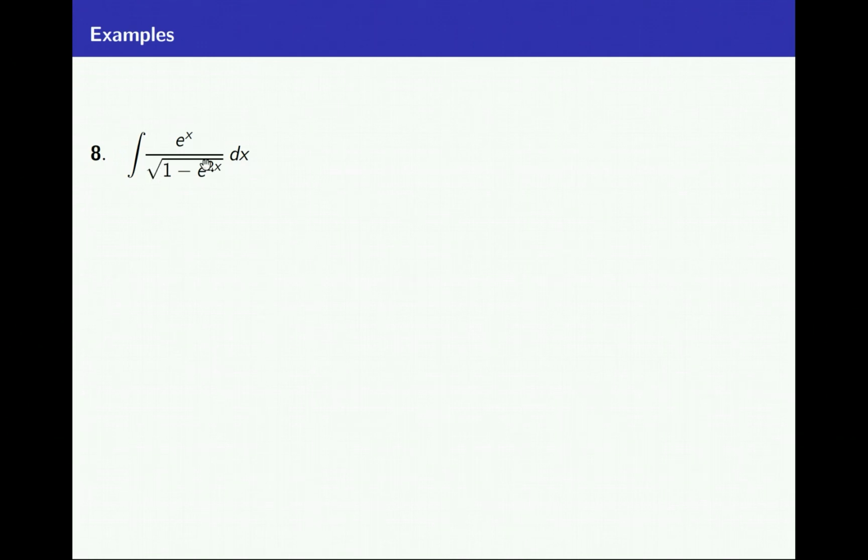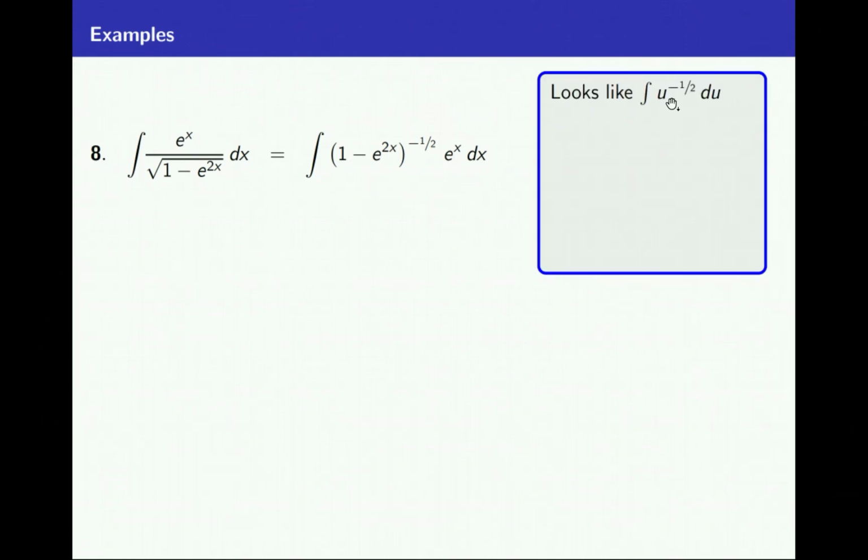When you see this radical in the bottom, your experience with integration tells you to convert that to a power. So doing so, we get the integral of 1 minus e to the 2x to the power of minus 1/2, times e to the x dx. And when you look at that, you have a very natural choice for u. This integral looks like the integral of u to the power of minus 1/2 du, so let u equal 1 minus e to the 2x.